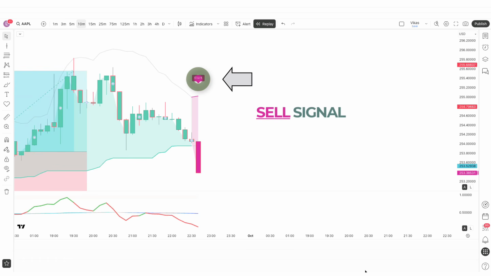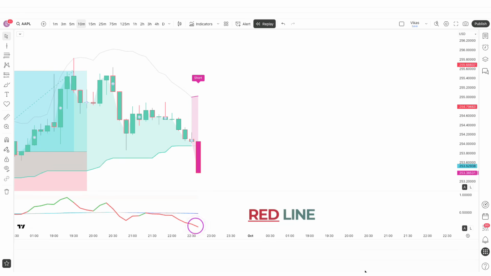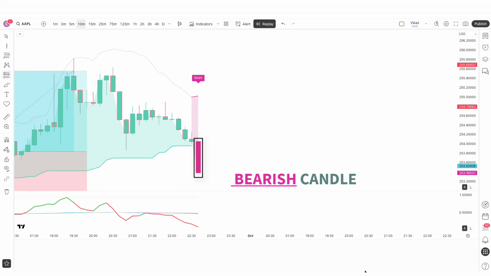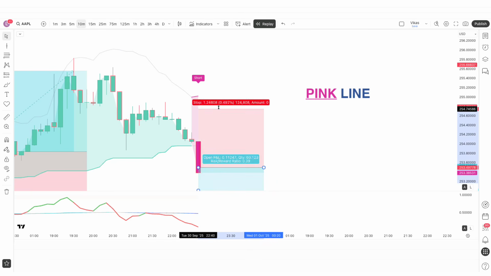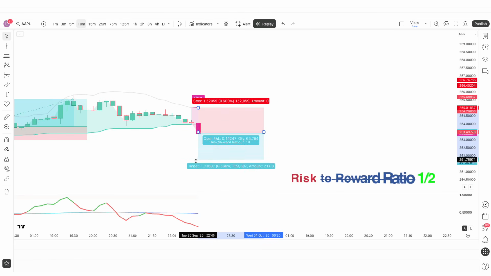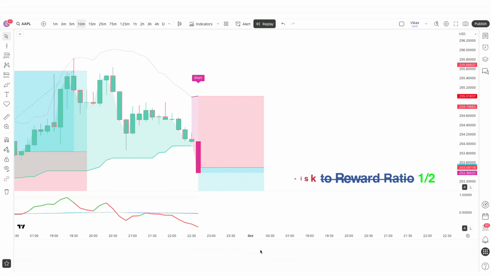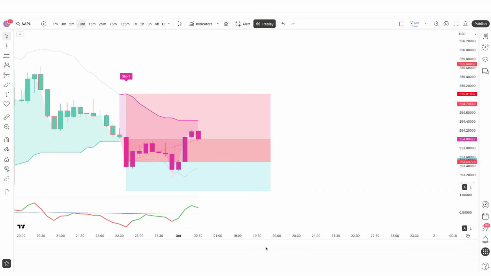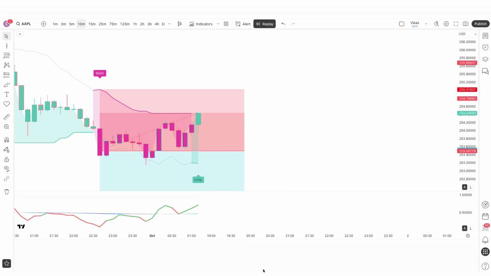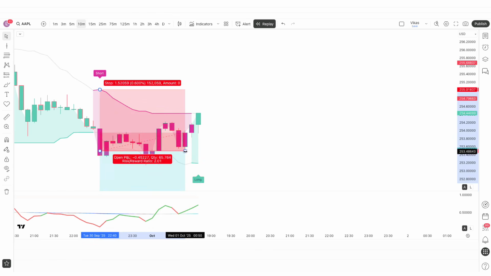Here the trend following volatility trail indicator gives us a sell signal. Here the red line of adaptive RSI is below the blue line. Here the market has made a bearish candle to give confirmation. So all our conditions are being fulfilled, so we are placing an order to sell. Our stop loss should be at the pink line, and the risk to reward ratio will be 1:2. Let's see what happens to our trade. Here the market has given the next signal, so we will close this trade.